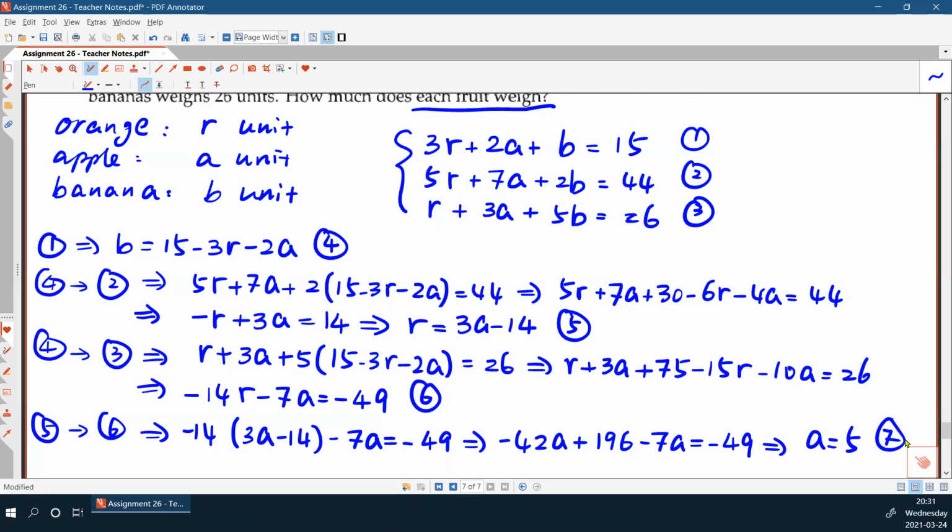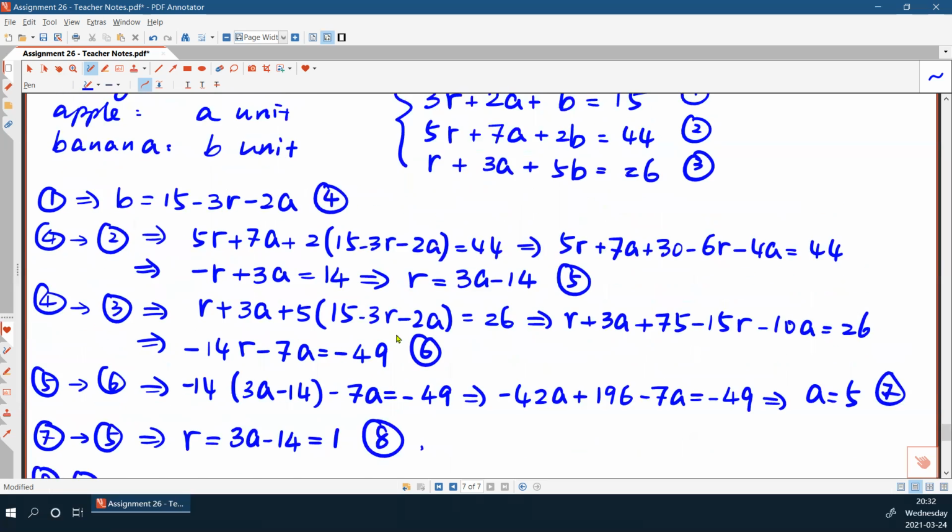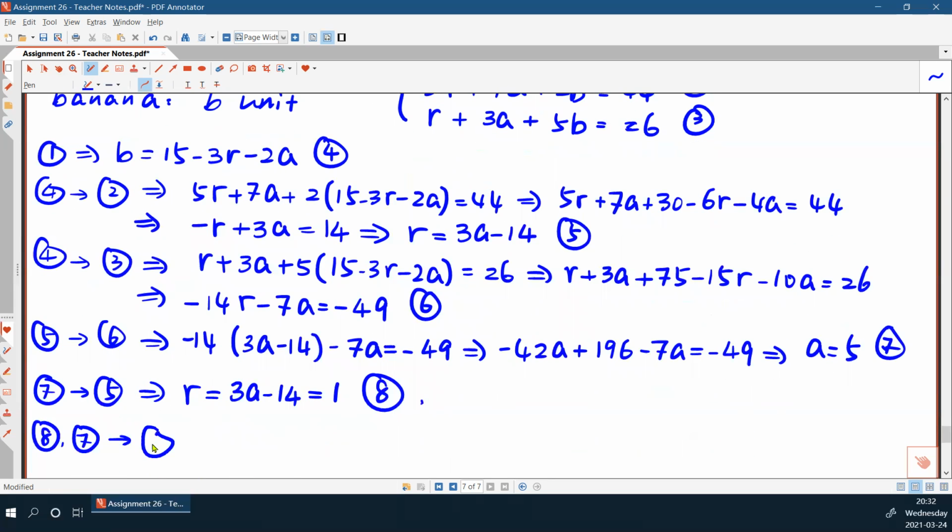Let's call this number 7. Okay, then we can put number 7 into number 5 to get the value of R. R is 3A minus 14, which is 1, right? Okay, let's call this number 8. Again, we can put number 8 and number 7 into number 4 to get the value of B. B is 15 minus 3 minus 10, which is 2, right?